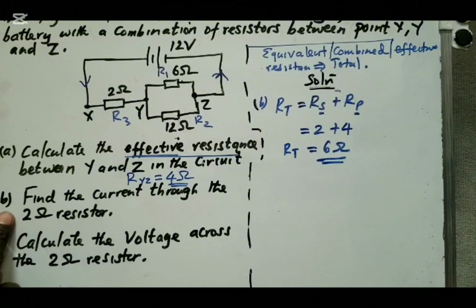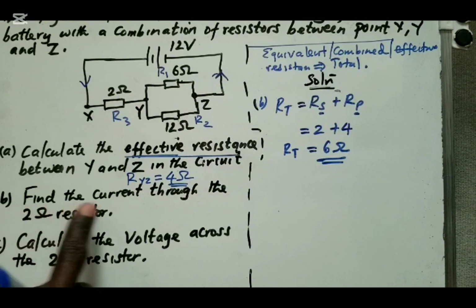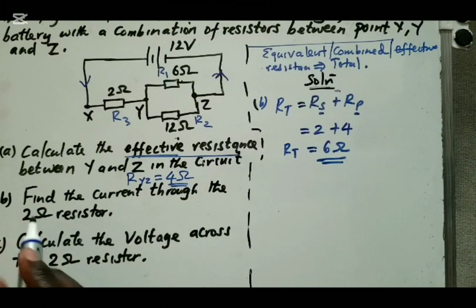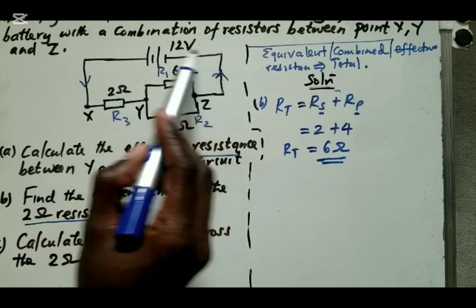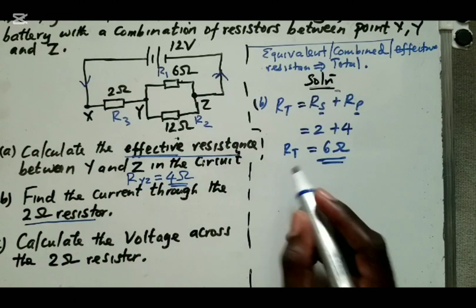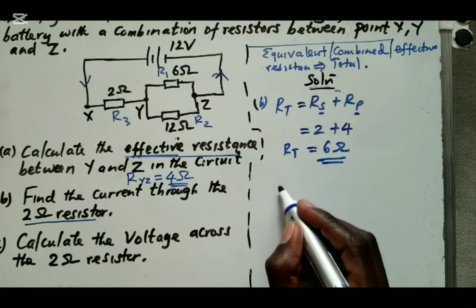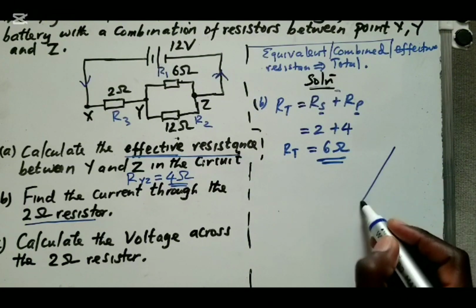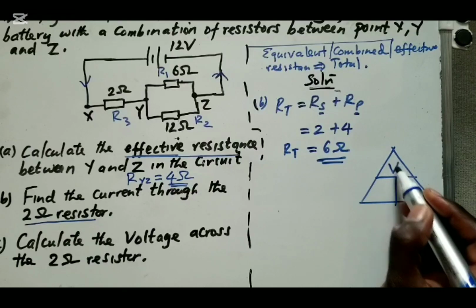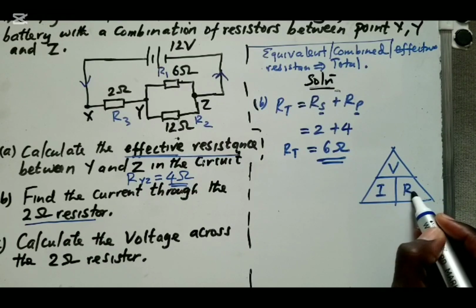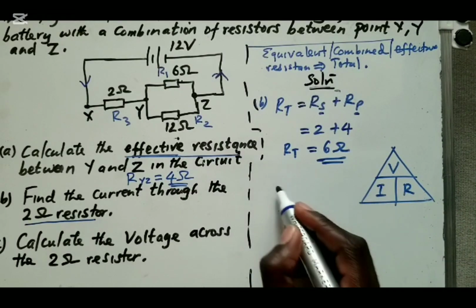Now, because part B says that we find the current through the 2 ohms resistor, and the current through the 2 ohms resistor is the same as the total current, we can apply Ohm's law. Remember, according to Ohm's law, if you want, you can put it in a triangle there. Voltage is equal to current times resistance, but we want to find the current.